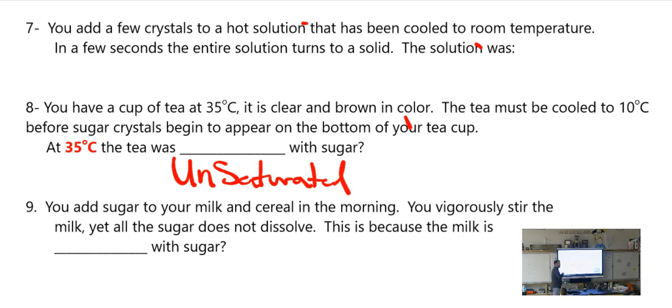Because think about the following. It becomes saturated at 10, right? Because saturation, the key to that is that we're looking for sugar crystals or something on the bottom. Correct? So if it's saturated at 10, it must be unsaturated at 35.